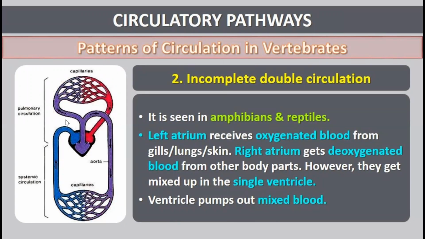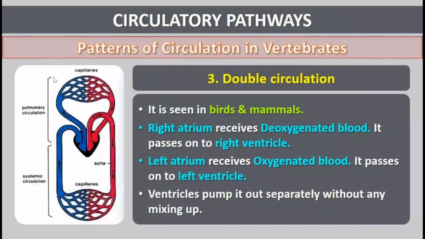Then incomplete double circulation. It is seen in amphibians and reptiles. The left atrium receives oxygenated blood from gills, lungs or the skin, and the right atrium gets deoxygenated blood from other body parts. However, they get mixed up in the single ventricle and thus it is known as incomplete double circulation. So the ventricle has the mixed blood and it pumps mixed blood.